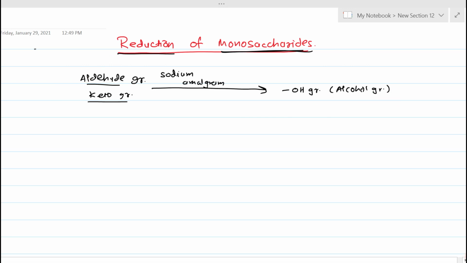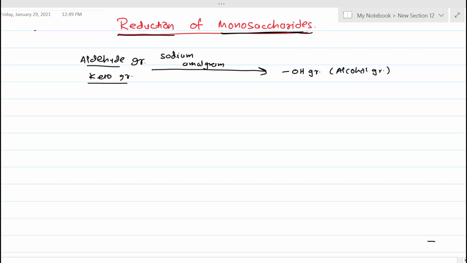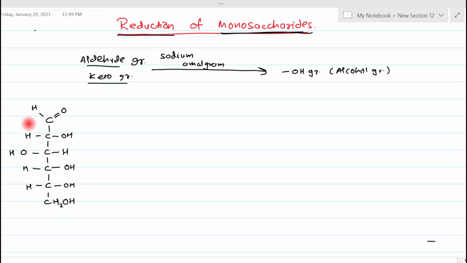Now, let's try to understand this phenomenon with a certain example. Suppose you take D-glucose. We all know that glucose has 6 carbons. On the first carbon, there is a CHO group. On the second carbon, OH is on the right side, H is on the left side. On the third carbon, OH is on the left side, H is on the right side. On the fourth and fifth carbon, OH is on the right side, H is on the left side. And on the last carbon, it's a terminal alcohol, that is CH2OH. Only this aldehyde group can undergo reduction.